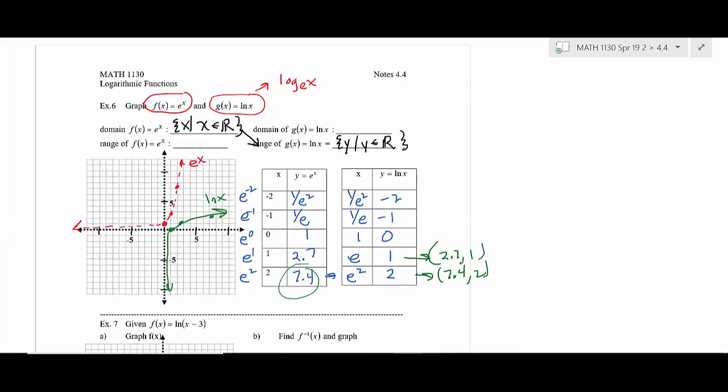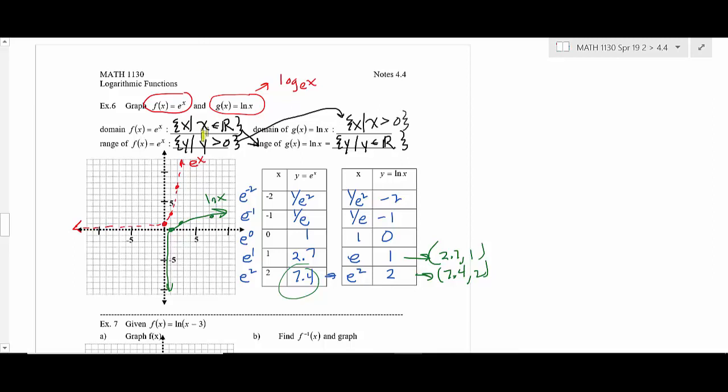Now look at what the range is. Look at the red graph. What does it look to you like the range is? Where to where? 0 to infinity, right? So the range on this is going to be the set of y such that y is greater than 0. It's never going to be equal to 0 because the x-axis is a horizontal asymptote. What that means is the range of e to the x is the same as the domain of the log. So that will be the set of x with x greater than 0.